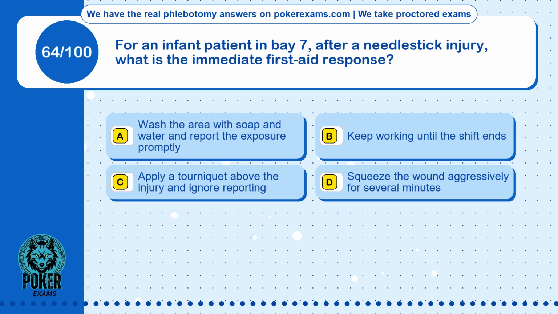Question 64. For an infant patient in Bay 7, after a needle stick injury, what is the immediate first aid response? Option A, wash the area with soap and water and report the exposure promptly. Option B, keep working until the shift ends. Option C, apply a tourniquet above the injury and ignore reporting. Option D, squeeze the wound aggressively for several minutes.